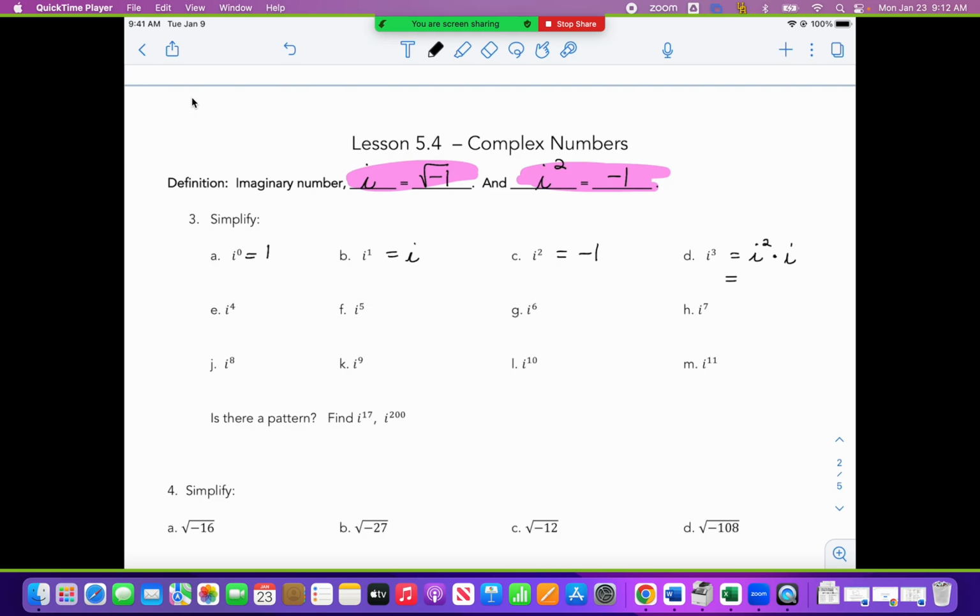-1, okay? This is what's new. I squared is -1. So I cubed is -I. I to the fourth is I squared times I squared. So William, what's I squared? -1. So if I take -1 times -1, I get 1.